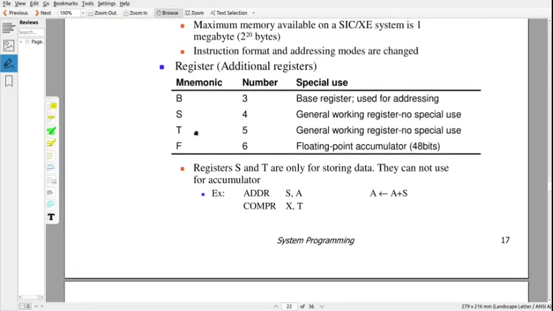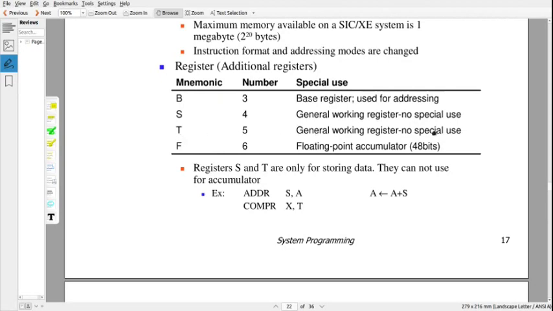And in addition to the 5 registers of 24 bits which are available in the SIC machine, 4 more registers are there. The B register, number 3, is used for base indexing purposes, so that register is called the base register. S is another register, number 4. It's a general purpose register used for general purpose arithmetic operations, etc.